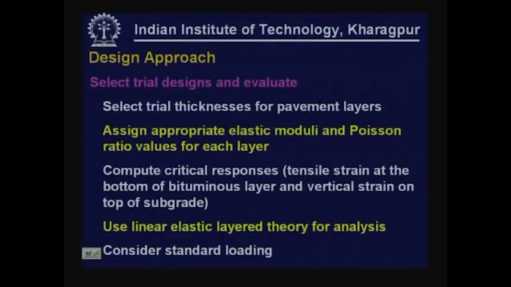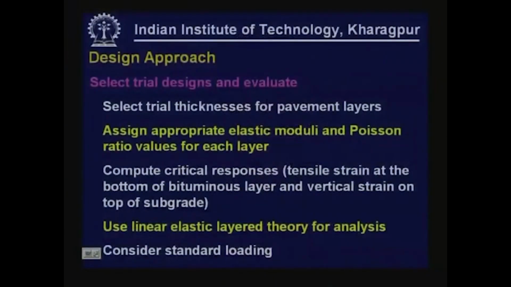So, we select trial thicknesses for different pavement layers, having selected already the type of material that we are going to use, and we can also assign appropriate material properties to those materials. So, we have already selected the materials to be used. The only thing that is to be selected is the thickness of each layer. Assign appropriate elastic moduli and Poisson ratio values for each layer. We already have the guidelines for assigning them.